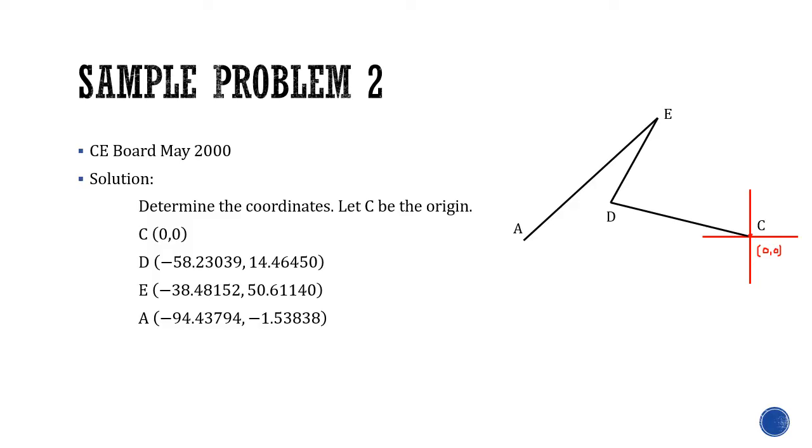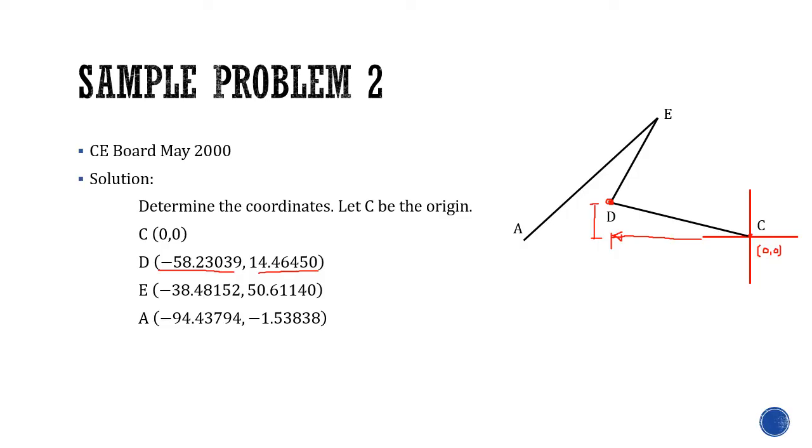Okay, so ganito natin interpret yun. Para makapunta ka sa D, from C, kailangan mo mag-travel, okay, 58.23039 west. Puntang west. Tapos, magta-travel ka north, 14.46450. Ito yun. Okay, so, nakapunta ka na sa point D. So, the coordinate of point D is, ito, yung X, ito yung Y. Okay, so, ayan yung coordinate ng D.